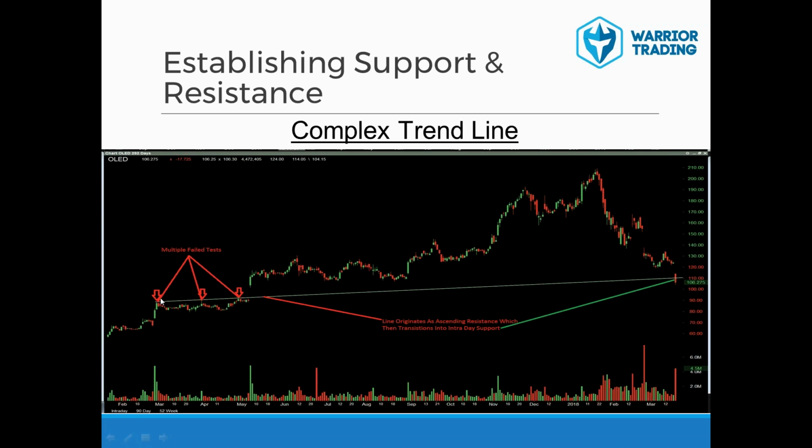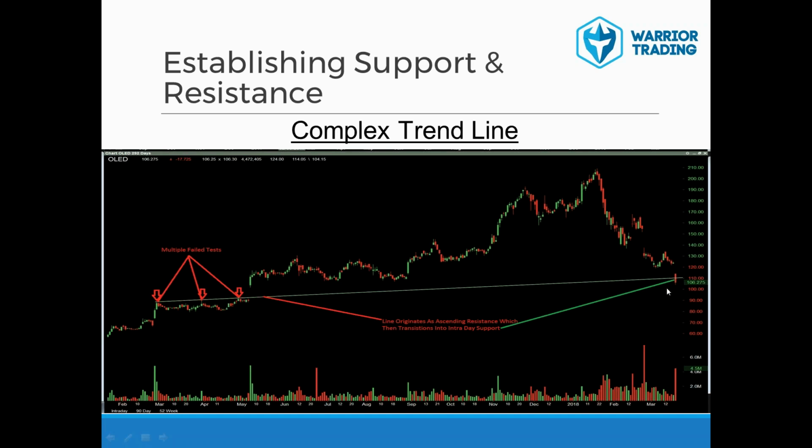What started out as ascending resistance, and ascending resistance, remember, is catching the resistance on the upswing, which you can see is higher highs here as we move forward in time. But multiple failed tests, test and fail, test, fail, test, fail. Now, it does turn into a complex trend line because the price action is above it, but it doesn't interact with that trend line until just the other day right here where we were gapping down and we were testing it. So you can see the line originates as ascending resistance, which then transitions into intraday support.